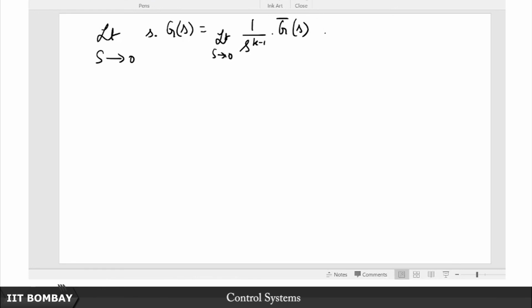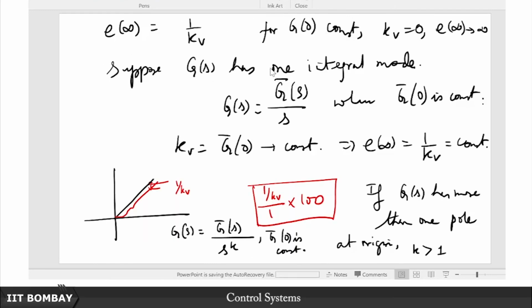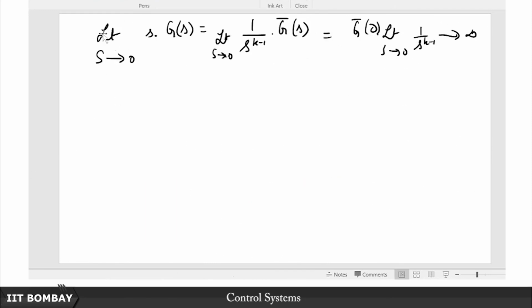Now, we know that this is equal to nothing but G bar 0 times limit S tending to 0 of 1 by S to the K minus 1, and this tends to infinity. If this tends to infinity, what happens to the steady state error? Therefore, Kv tends to infinity. So, 1 by Kv, which is basically the steady state error, tends to 0. That means that if your system has more than one integral mode, then your steady state error due to a ramp input will go to 0.